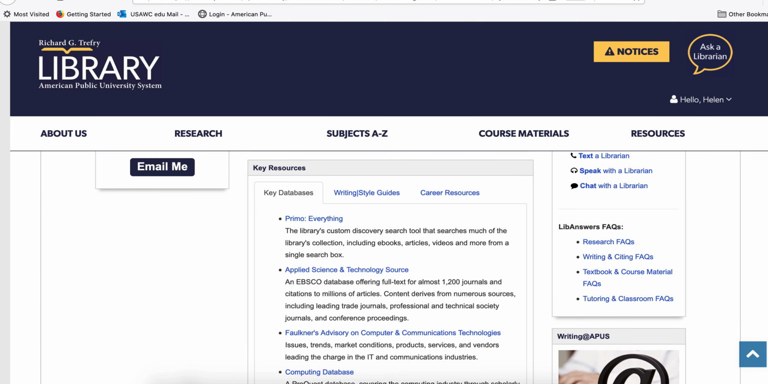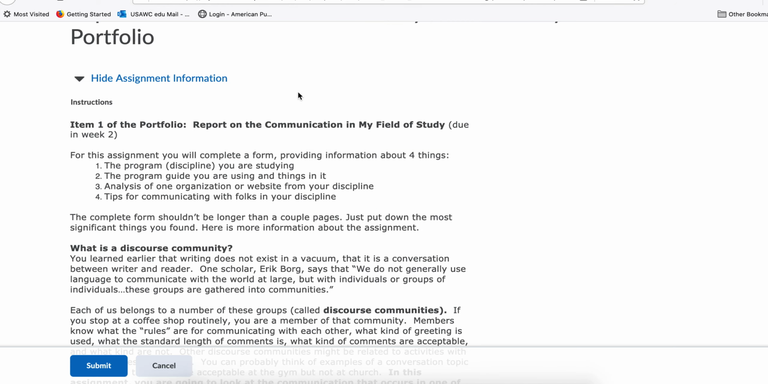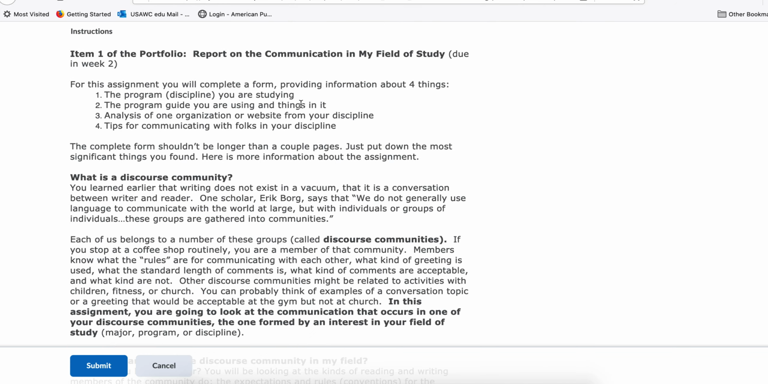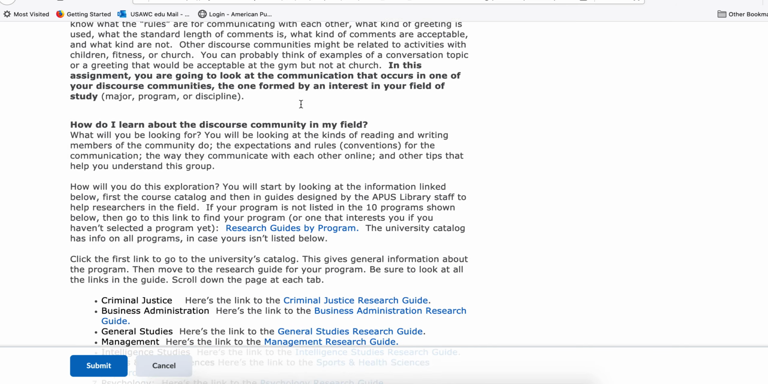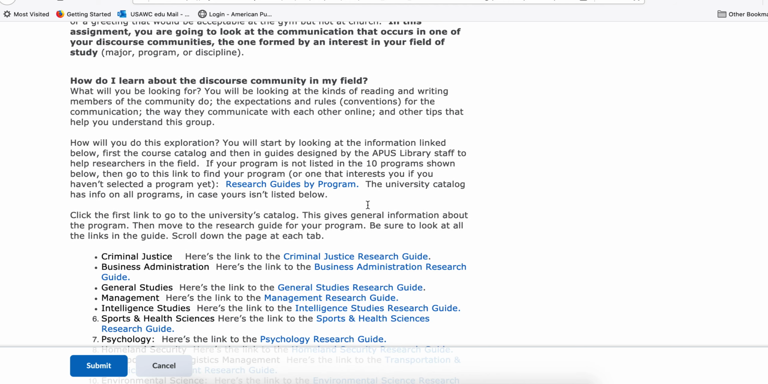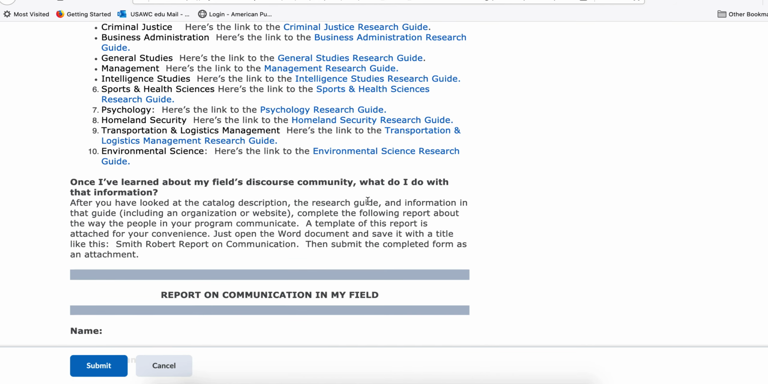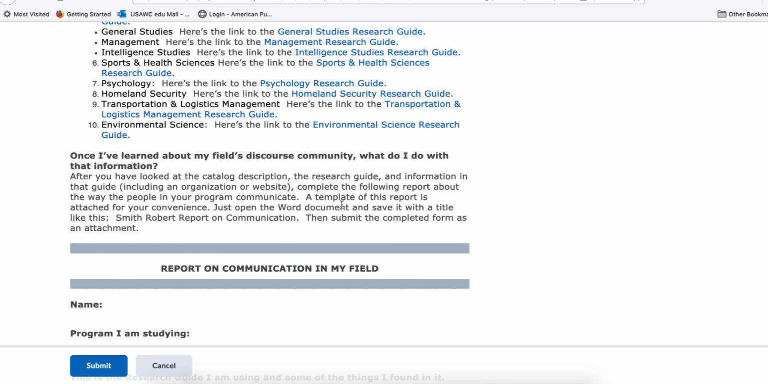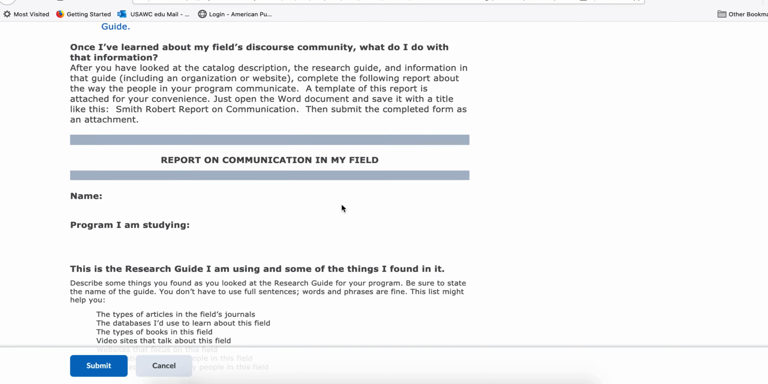All right, so let me bring it back. Give me a moment. Oh, here's the portfolio. Good. Okay, so I'm back here. And basically this one you're going to answer by looking at the research guides. And then after you look at the research guide, what I want you to do is complete the portfolio.